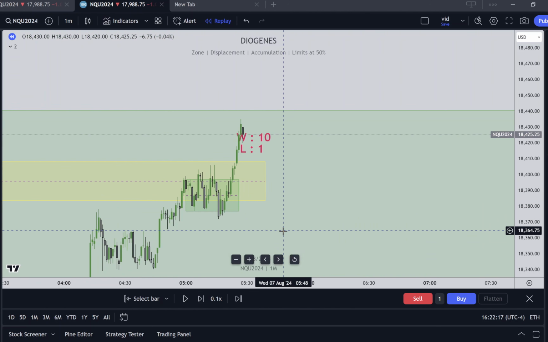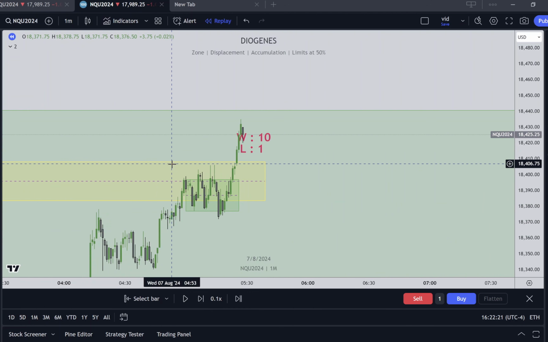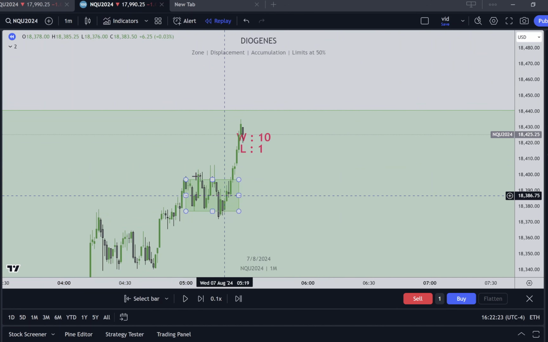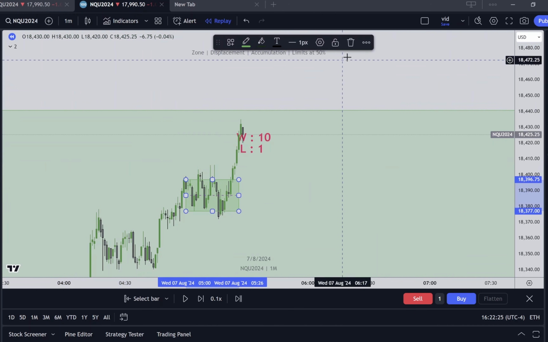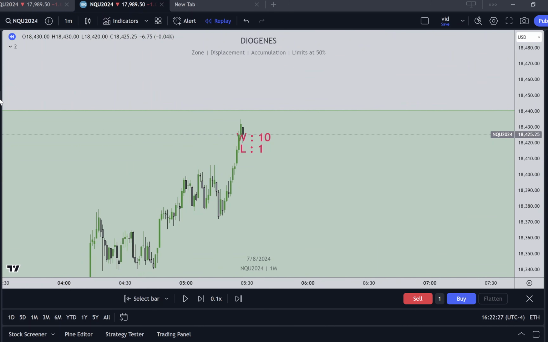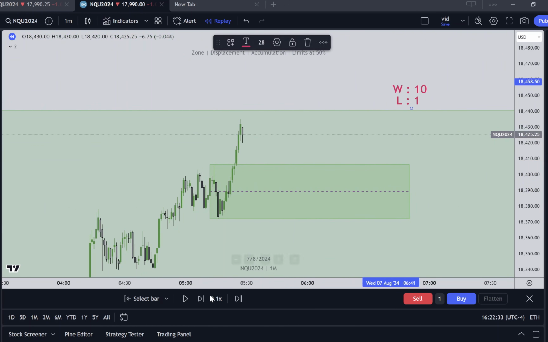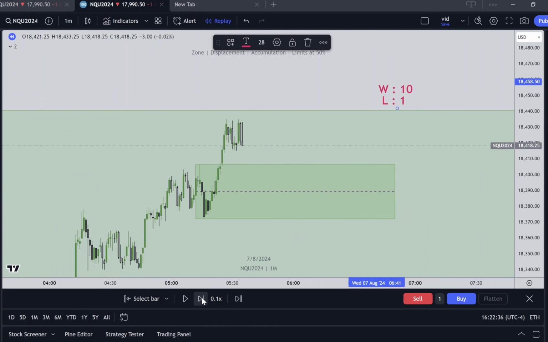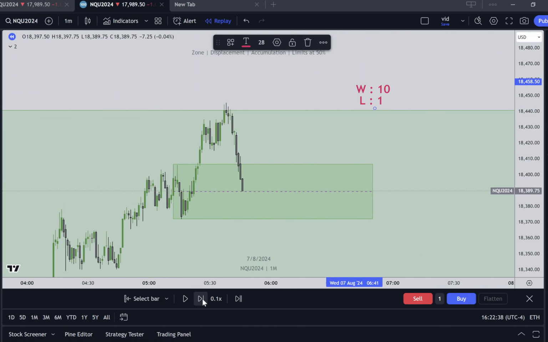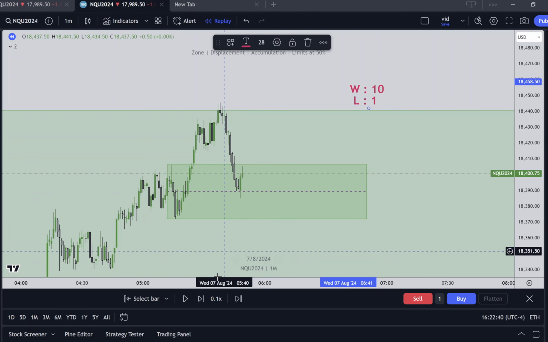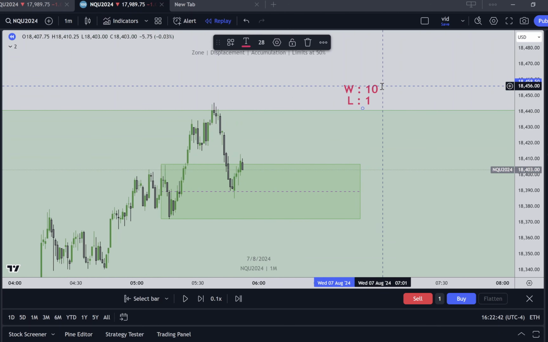And kept waiting for something to appear. Okay, so now we have created again an ICT bullish dealing range. So I was waiting for price to come back to it. So got tagged in and another win.